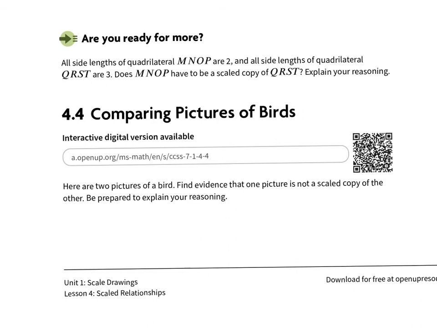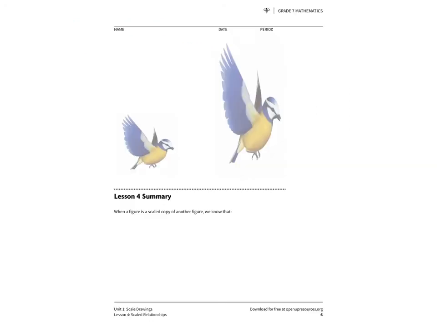And then if you're doing really well with this and you want to try this, are you ready for more question? You can. And then the last thing in this lesson is to compare these pictures of birds. So here are 2 pictures of birds. Find evidence that one picture is not a scaled copy of the other, and be prepared to explain your reasoning. So here are the 2 birds. I want you to tell me what you think. If you use tracing paper, if that helps, that's great. If you can measure some things and give me some numbers, that's great as well. So hit pause and decide for me, are those scaled copies of each other or not?